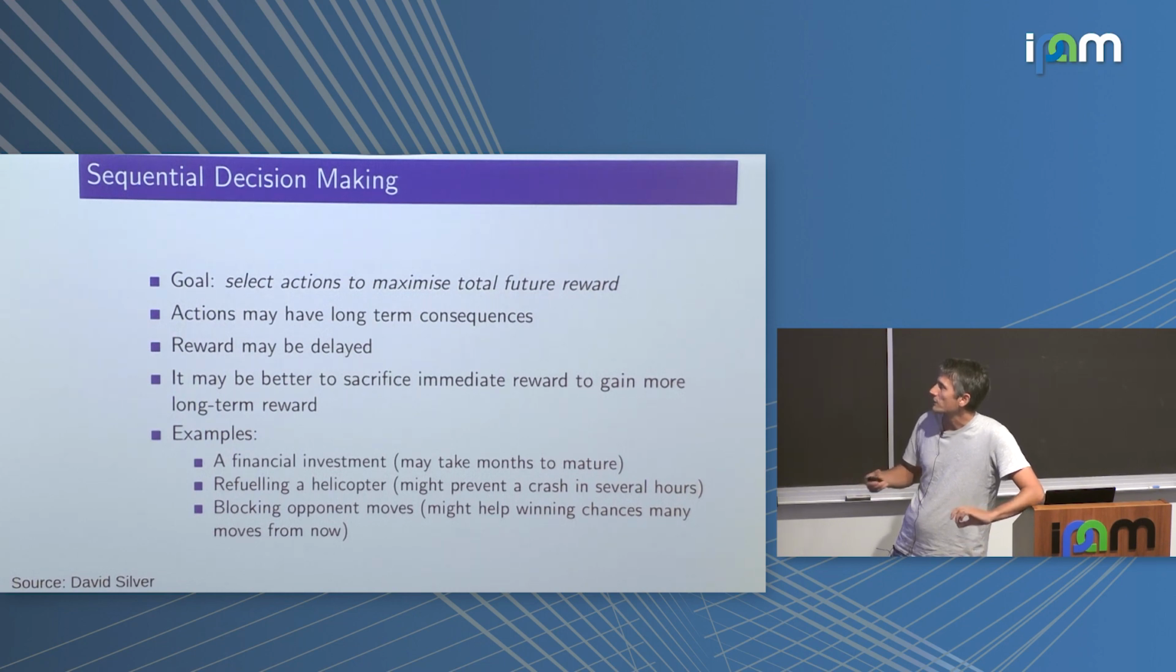The goal is to select some action, in this case where to restart my simulation, in a way to maximize some future rewards. What are the future rewards? We need to decide. The reward might be delayed, and so on and so forth.